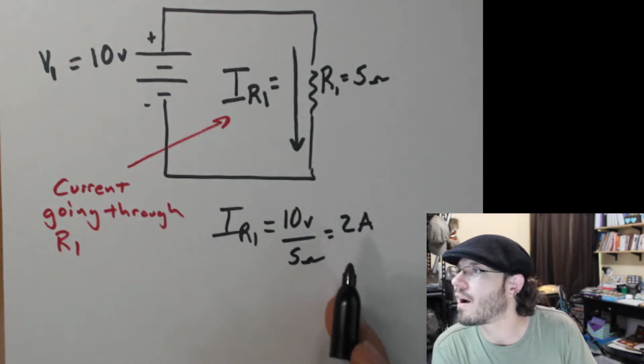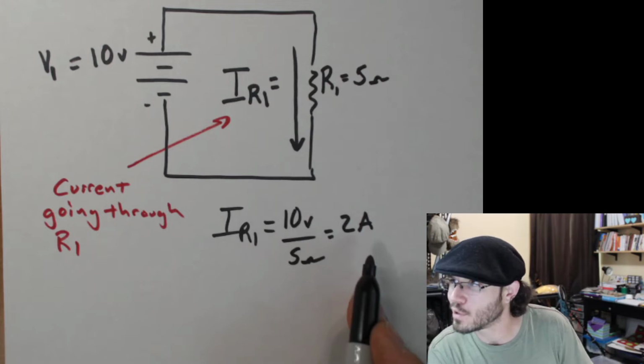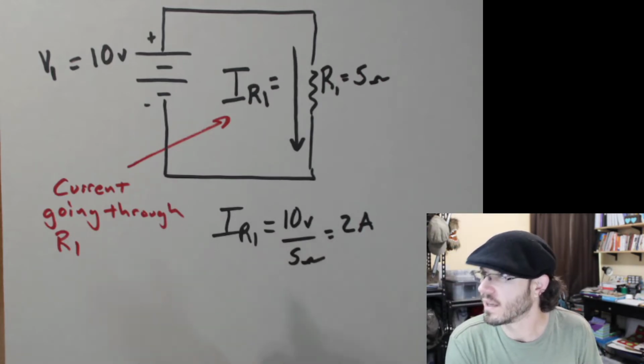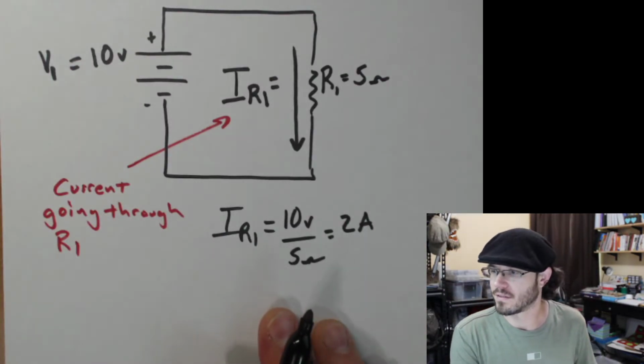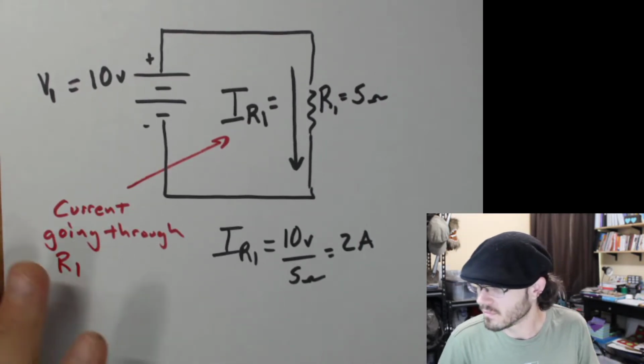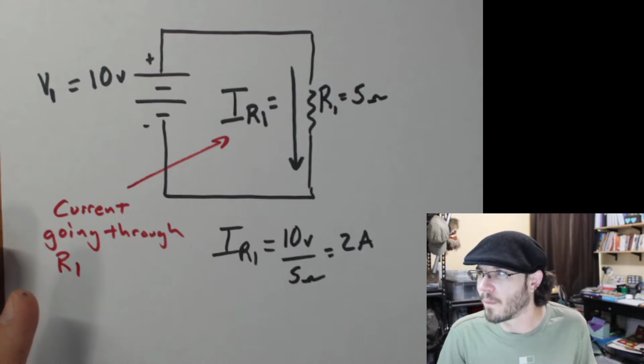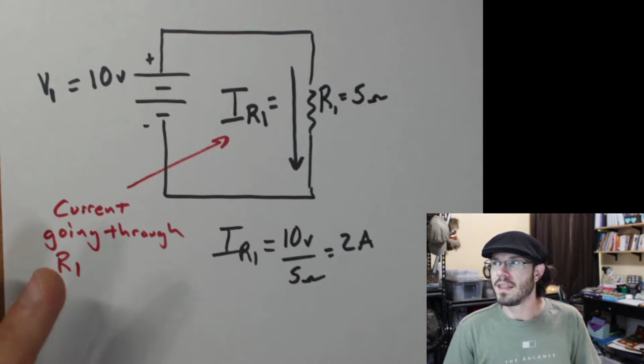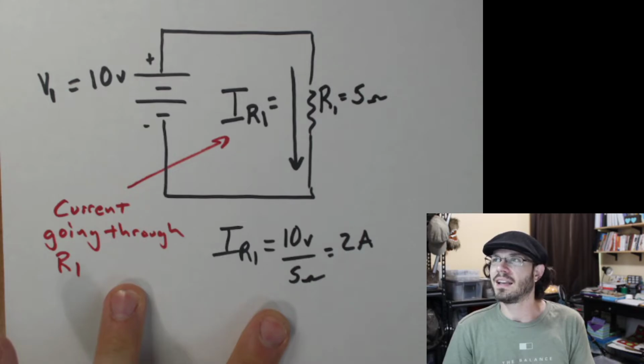Okay, so I1 R1 is equal to 2 amps. Everyone good with this? Cool. Okay. That's Ohm's law in a nutshell.